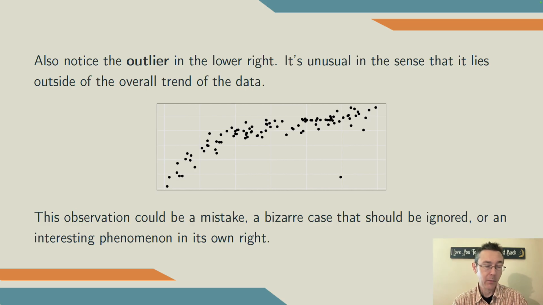Also notice that in this plot we have an outlier. It's unusual in the sense that it lies outside the overall trend of the data. And an outlier can be a mistake, just like a data entry error. It could be a bizarre case that should be ignored or treated separately. Or it could be a very interesting phenomenon in its own right. And the example I usually give there is if you're considering disease resistance and you have one patient that just seems to not be susceptible to the disease you're looking at. That's the patient you probably want to focus on the most to try and figure out what's interesting about their physiology.